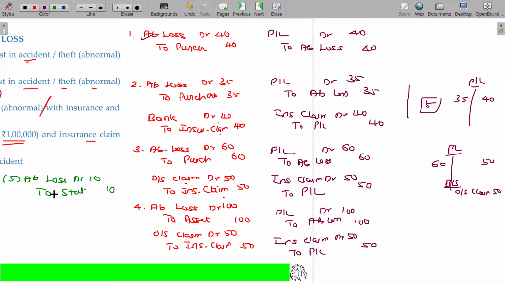And finally here, abnormal loss debited to the P&L account to abnormal loss. Clear? Remember, the other way of recording this one, okay, what is that? Abnormal loss to purchases, and later this abnormal loss is transferred to the P&L.